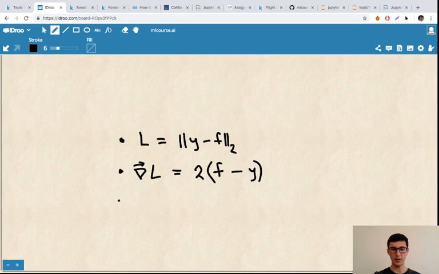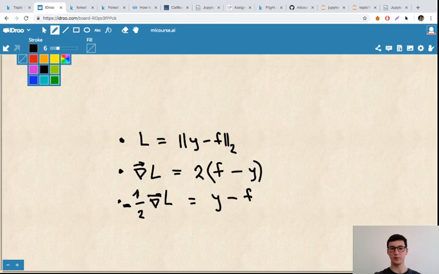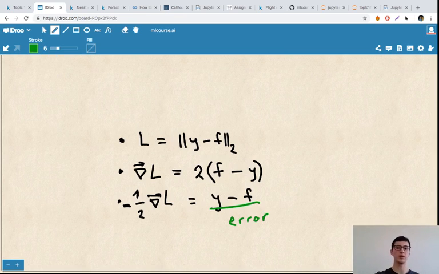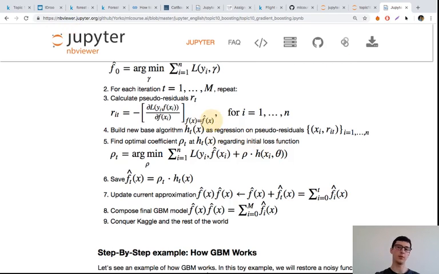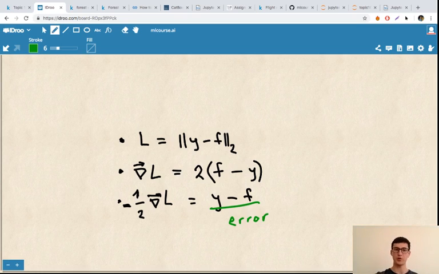So if we calculate minus this gradient, okay, I'll put 1/2 here, it doesn't matter a lot. Then the expression for minus 1/2 of this gradient is going to be just the difference between y and f. Well, you see, it's very meaningful. It's just the current error, the difference between our target and f. And so we see that at the next iteration, we'll pass these as new targets, and our next algorithm will be trained to minimize this difference between correct answers and the current prediction.